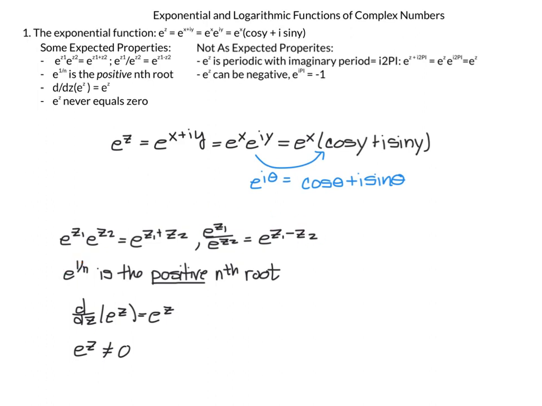We also have the property e to the 1/n is the positive nth root, whereas in real numbers you might have a positive and negative root. Here, for complex numbers, we only consider the positive nth root. The derivative of e to the complex number z is just e to the z, just like for real numbers. And also like real numbers, e to the z is never equal to 0. I am not going to prove any of these. We're just going to take them and use them.